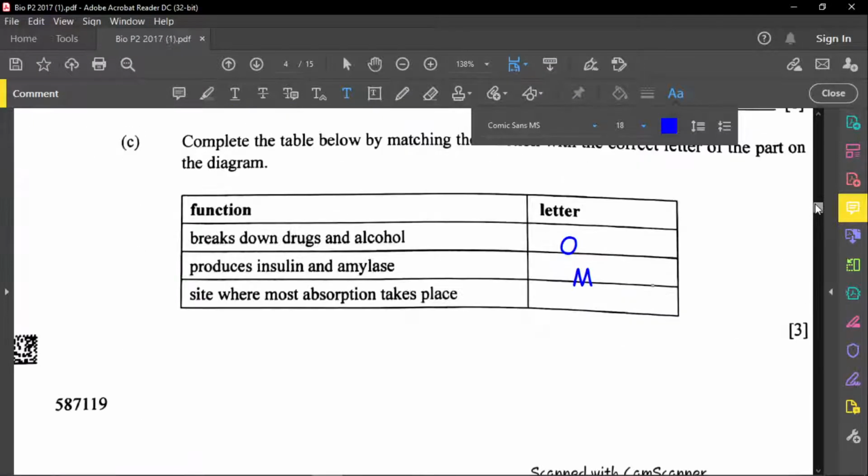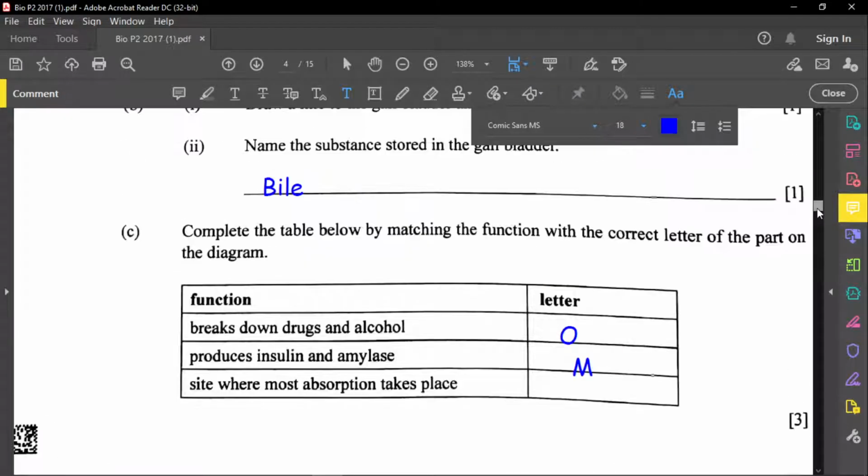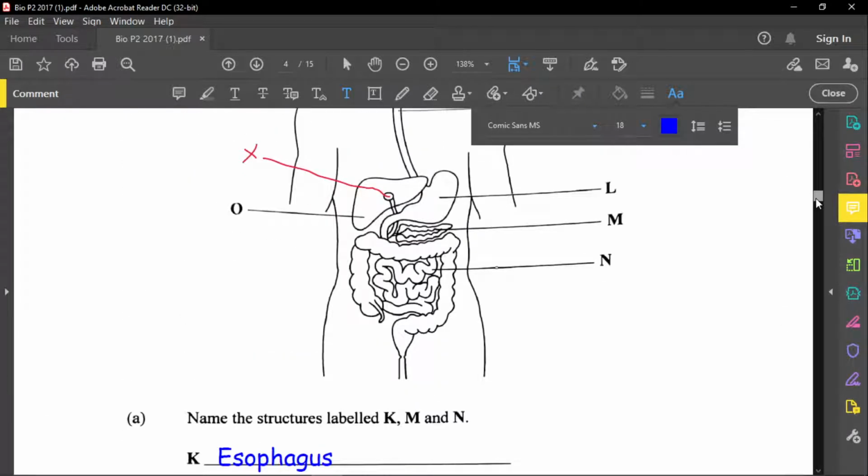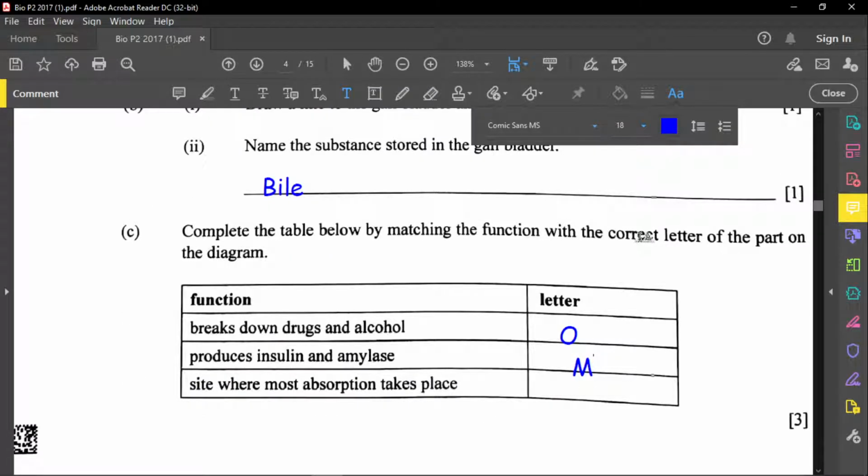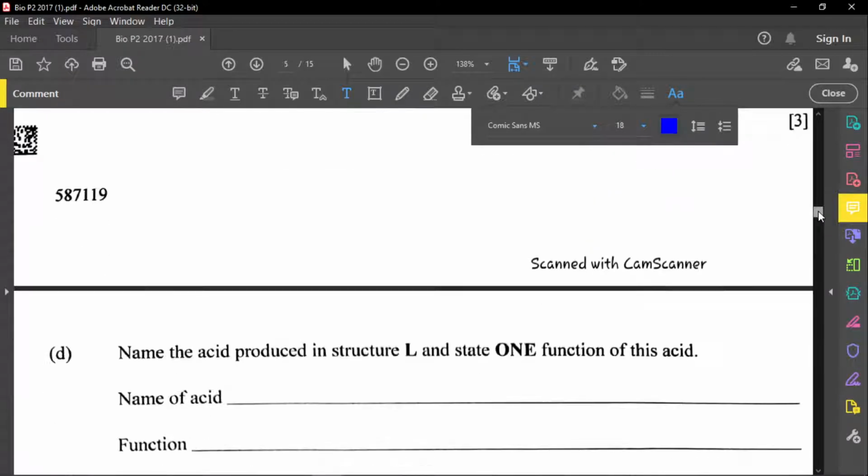And then the site where most absorption takes place will be the small intestine. The small intestine is where absorption takes place, and it is labeled N. In the large intestine, you have reabsorption of water taking place. All right, so let's put our N right here. N is the answer for this one. So that will be your choices, O, M, N. Now we'll jump into the next question.